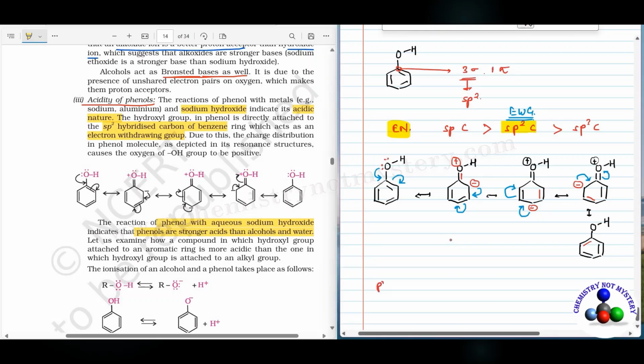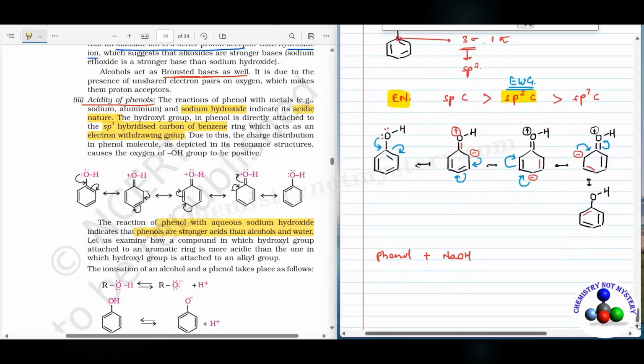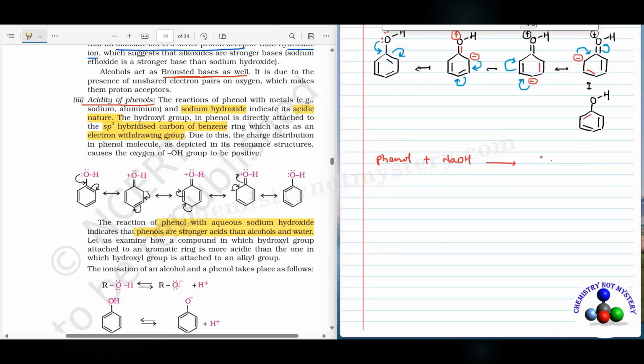So here you can just remember, phenol can react with aqueous NaOH and form sodium phenoxide and water. While alcohol does not give any reaction with aqueous NaOH. It does not give any reaction. By this reaction you can differentiate between phenol and alcohol.